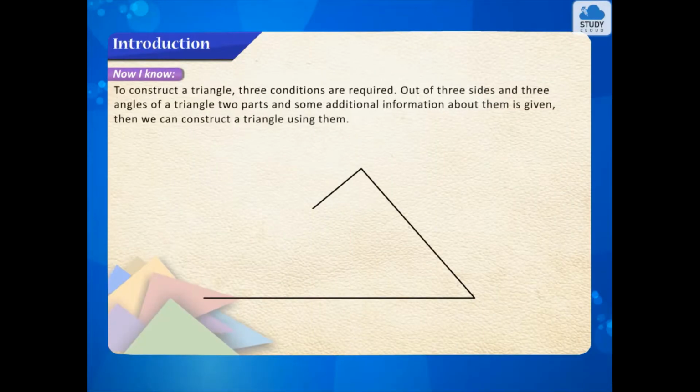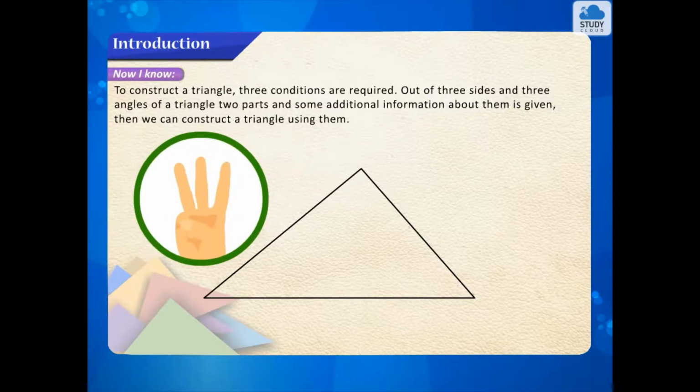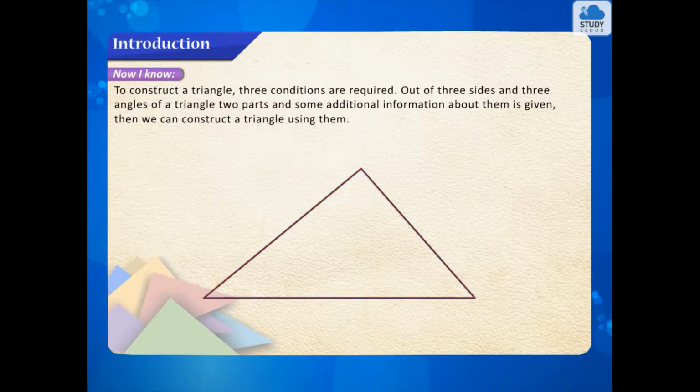Now I know. To construct a triangle, 3 conditions are required. Out of 3 sides and 3 angles of a triangle, 2 parts and some additional information about them is given. Then we can construct a triangle using them.